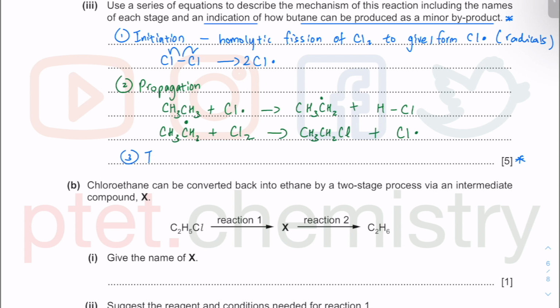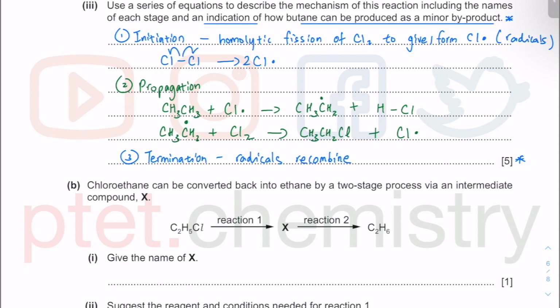Now, in terms of the last step, it's called termination. Termination is basically radicals recombining. So you will see that in the propagation step, you will have 1 radical on the left, so no radical plus radical, giving you radical and no radical. You have 1 radical on the left and 1 radical on the right. That is the signature of propagation, radical forming radical.